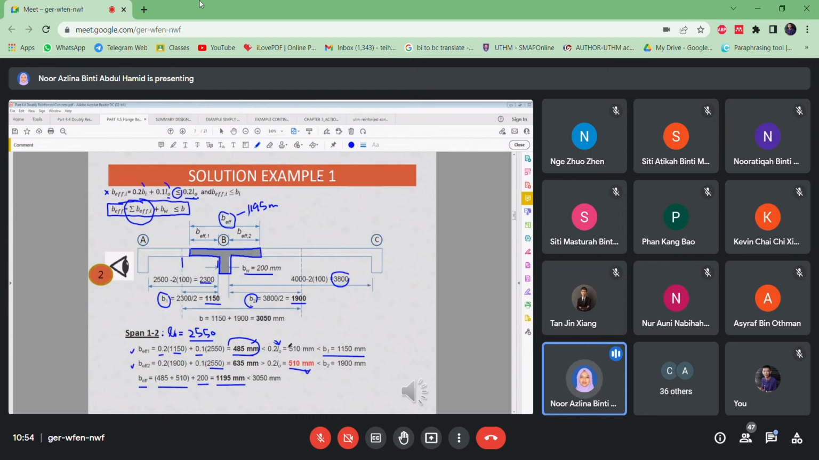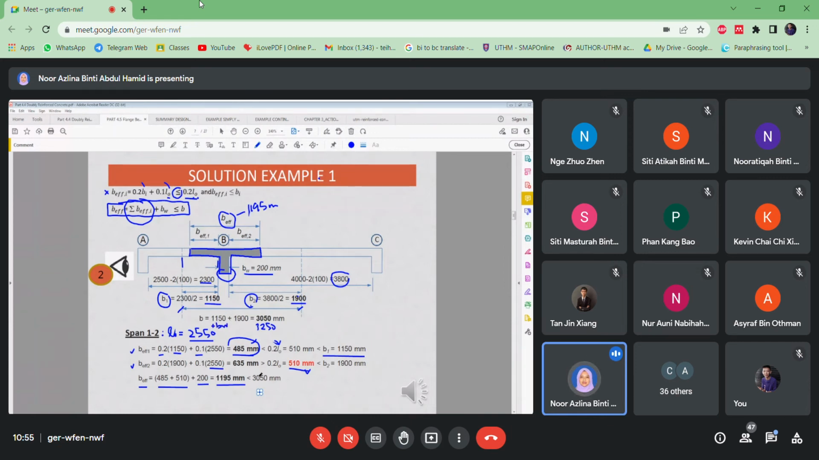That means you need to compare, right? Compare from center to center. Center span to center span, which is center here to center here. It should include BW, right? So 1150 plus BW plus B2, which is 1900. It should be plus another 200. So it should be 3250. Kan dari center span ke center span mestilah termasuk BW ni, dia tak plus BW kat sini.